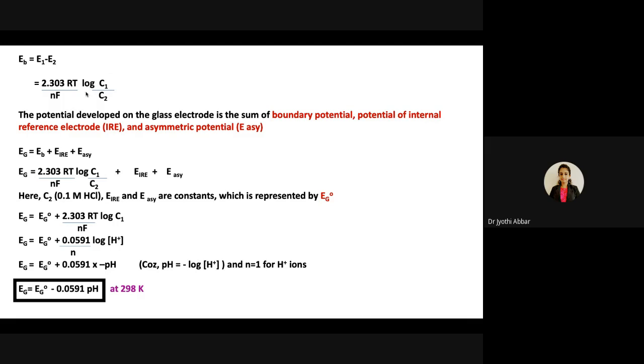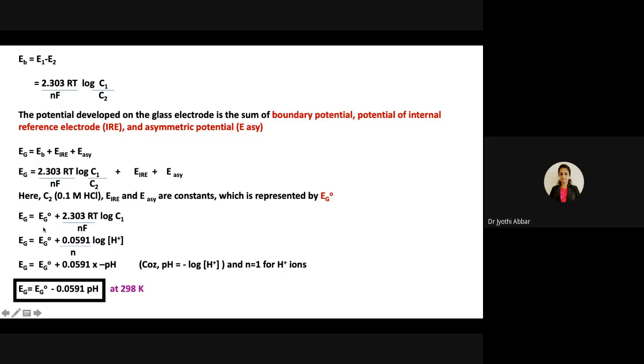But practically, we do observe some potential. So that is called asymmetric potential. So Eg will be the sum of Eb plus EIRE plus asymmetric potential. Substitute the value of Eb here, and now let us replace the constants with a new term. C2 is constant, EIRE and asymmetric potential are constant. Let us replace them with a new constant, that is Eg naught.